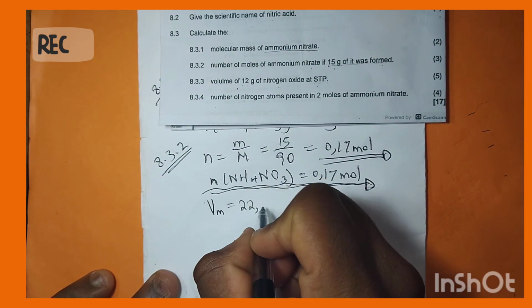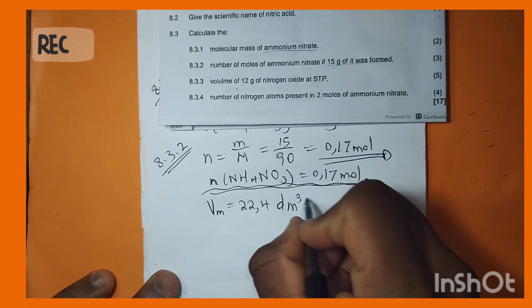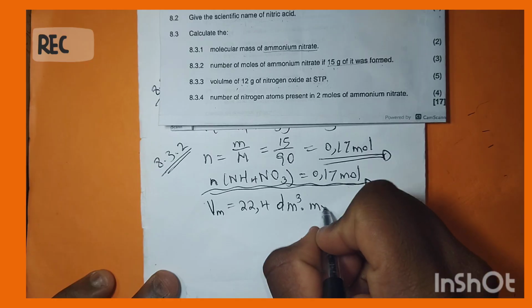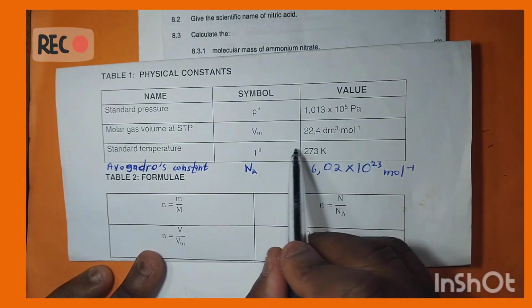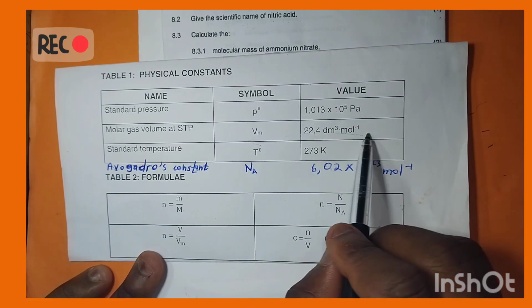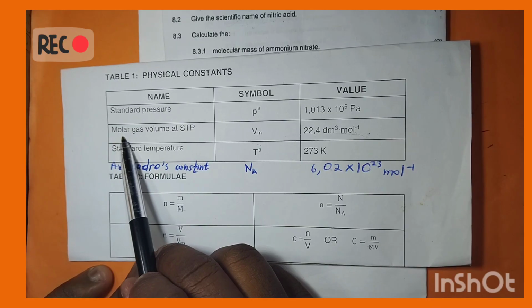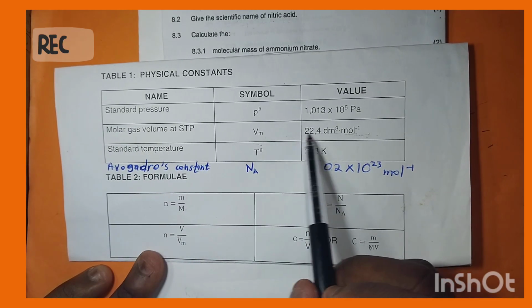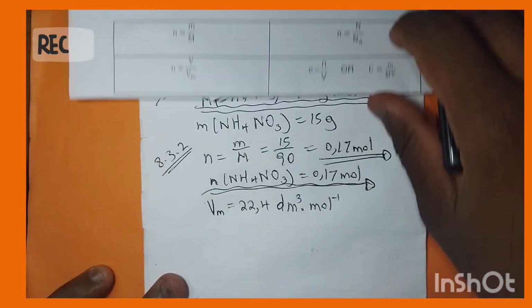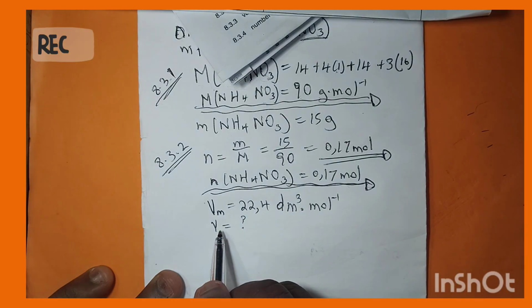is 22,4 dm³ per mole. You will get this at the back of your formula sheet, by the way, the molar gas volume. That is the volume of a gas at STP. So you have that one. What they need you to calculate is the volume of what?